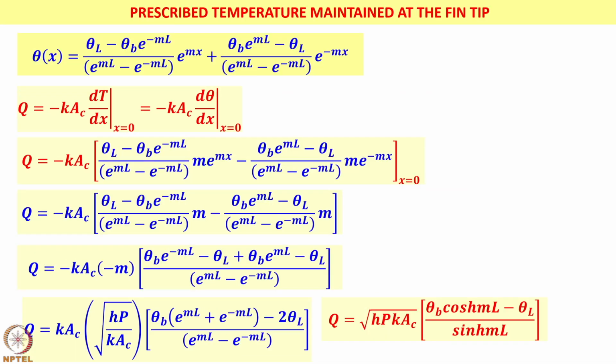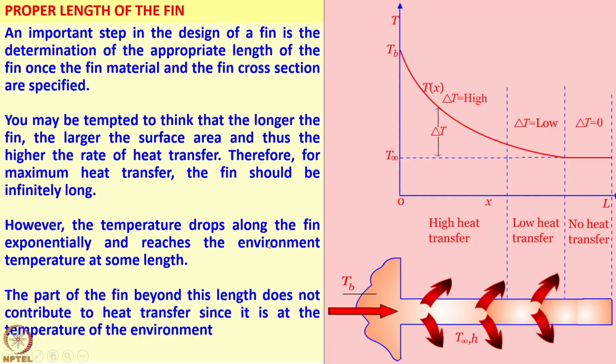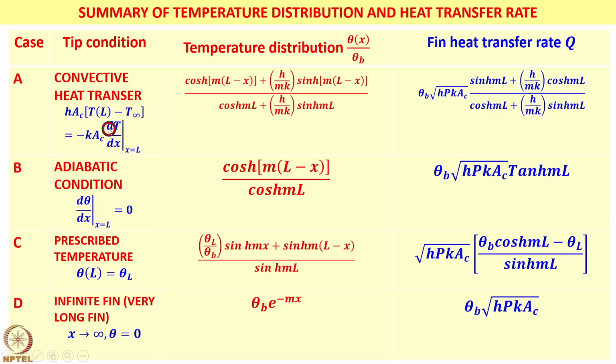So like that, you can do it the other way also. If you don't want to use cosh, you can just substitute in terms of e to the power of and get that done. The summary is that we just did the adiabatic condition, where we got the temperature distribution and the fin heat transfer rate. For the prescribed temperature, we just now got this temperature distribution and the heat transfer rate. And for the infinitely long fin, it is going to be an exponential temperature distribution, and the fin heat transfer rate is theta b into square root of hPkAc.